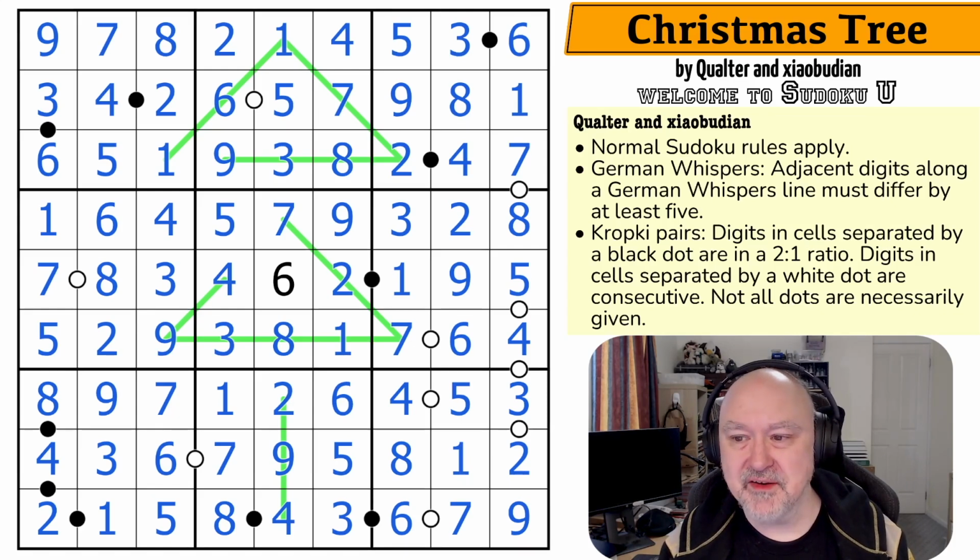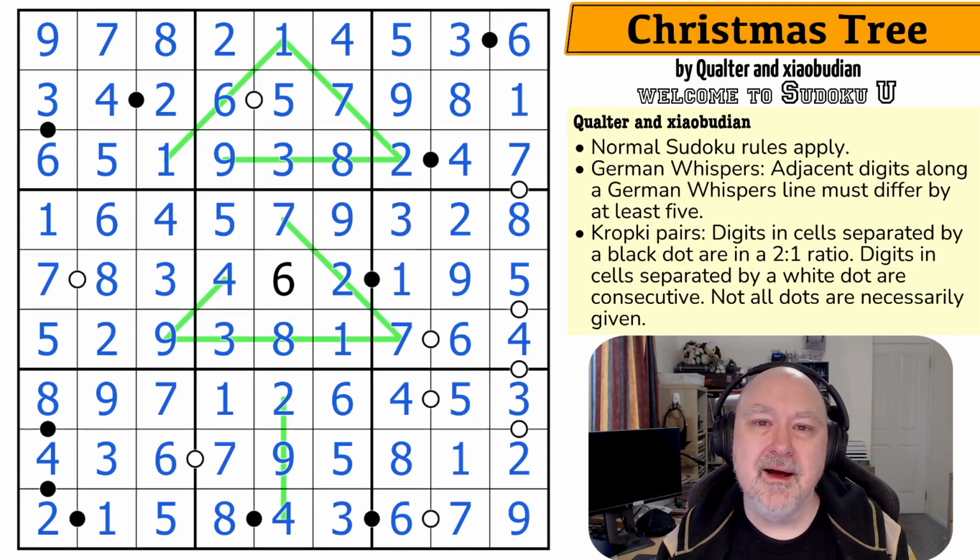Yeah, that was a lot of fun. Christmas Tree by Qualter and xiaobudian. I probably pronounced that 4 times in the 3 times I've said it. 4 different ways, I meant to say. That was really fun. I enjoyed that puzzle.